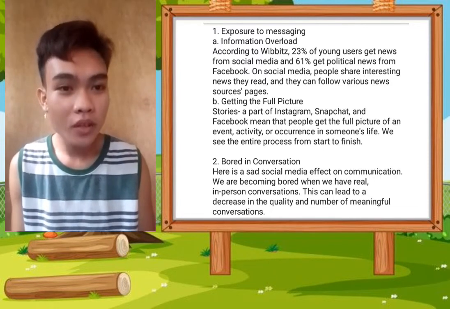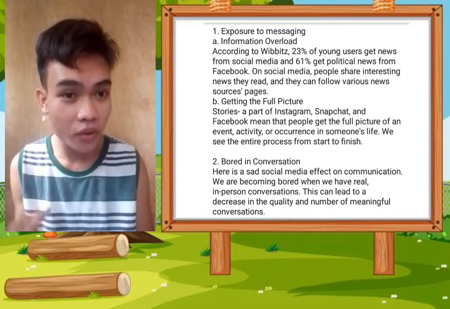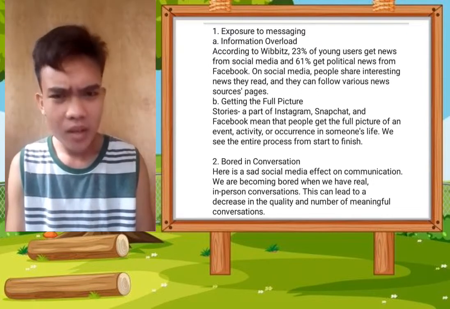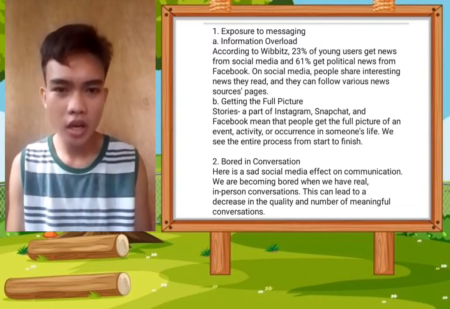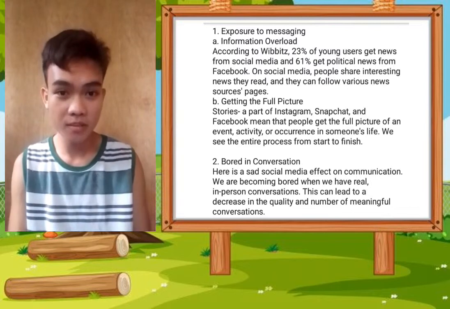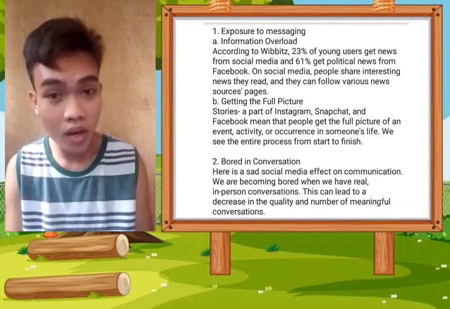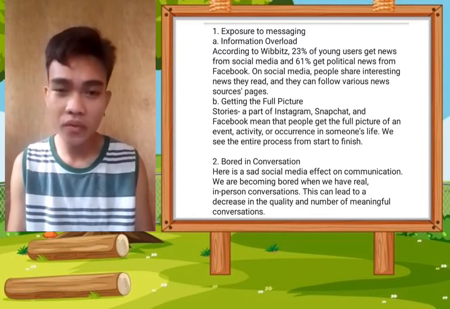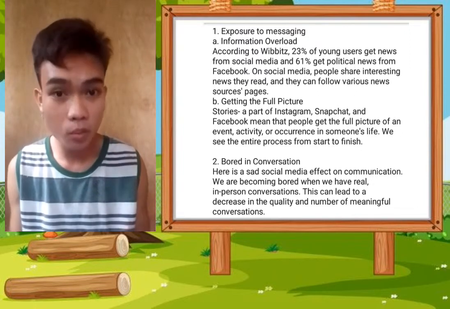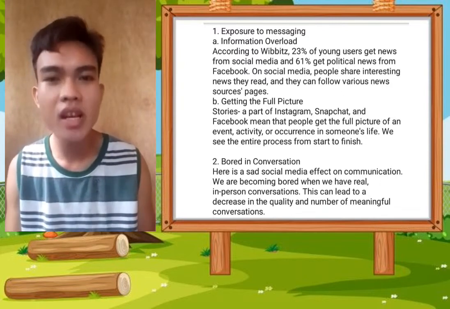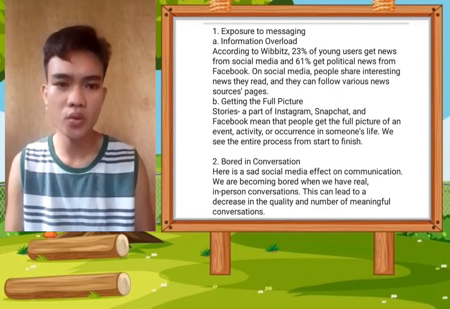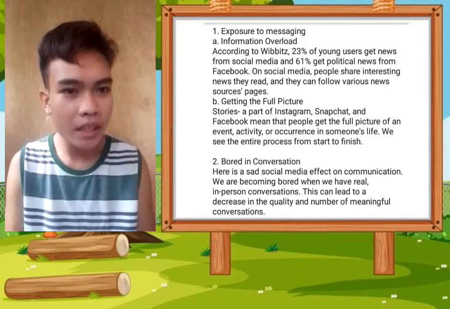Okay, then information overload. On social media, people share interesting news they read, and they can follow various news source pages. So some things on social media we can't deny, because of the multiple sources. We cannot deny that there is a lot of fake news that comes from social media. That's why, as a reader on social media, when we read information, we have to investigate the source, whether it is credible or reliable, whether it is fake news or fact. Okay, that is the most important, because there is a lot of fake news on social media. But sometimes on social media there is also a lot of valid news. It is the truth.